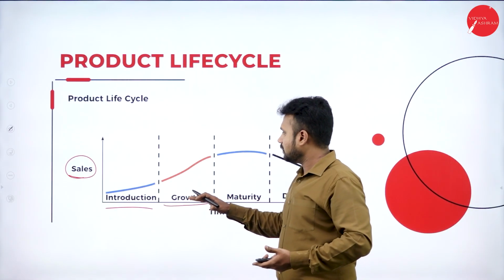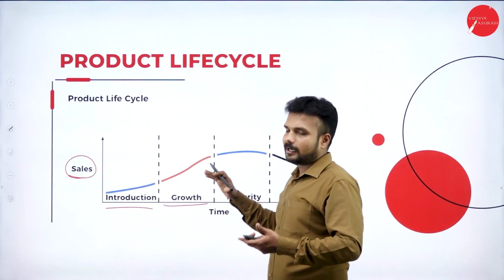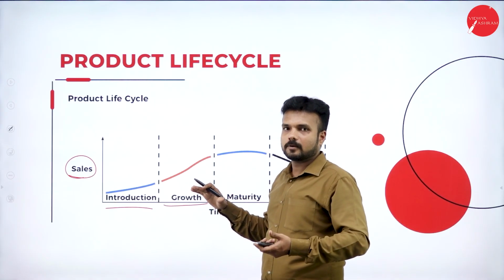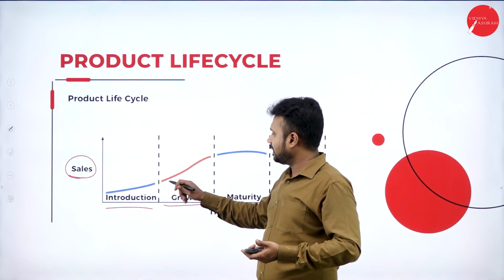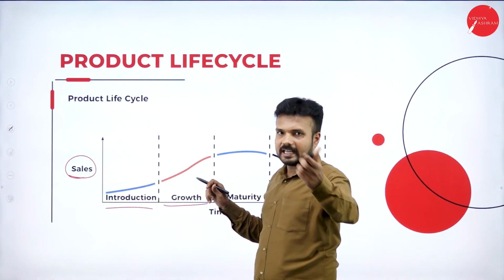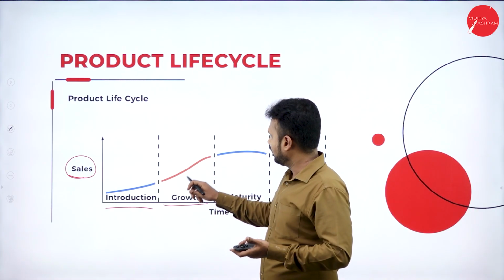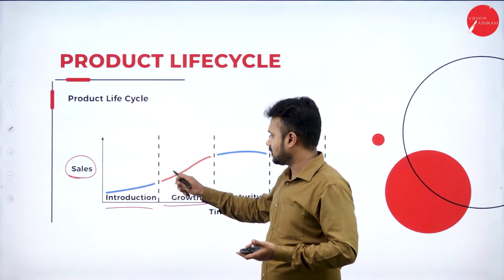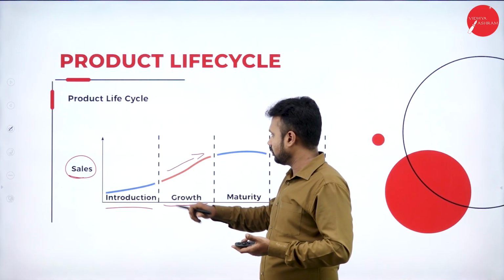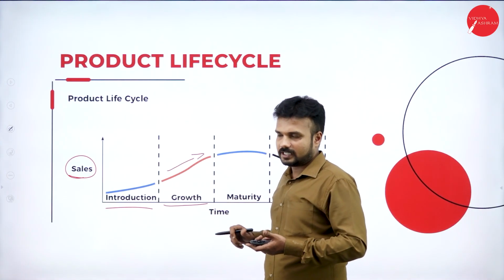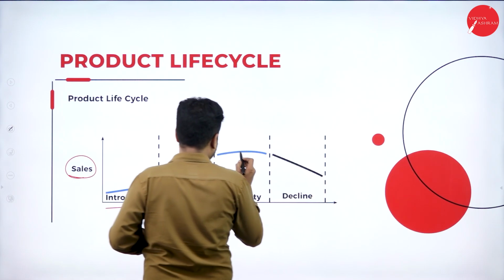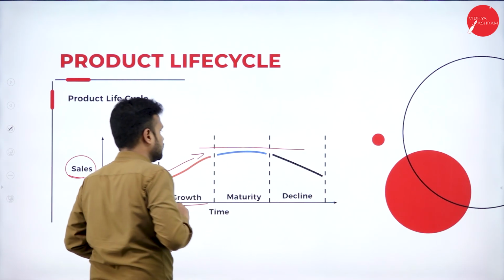When it comes to the growth stage, people like the product and adopt the product, and in the same way people keep using the product and influence other people to purchase the same kind of product. That stage we call the growth stage. We can notice gradual growth in the second stage. In the third stage, what happened? This is the peak stage, or the maturity stage.